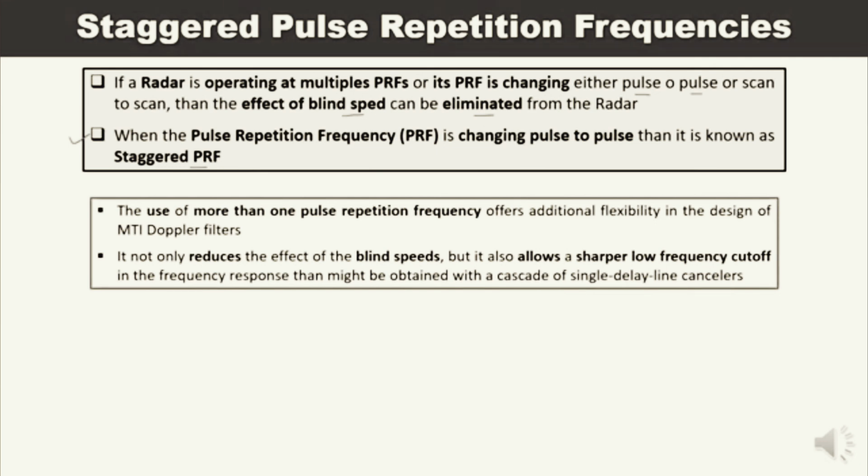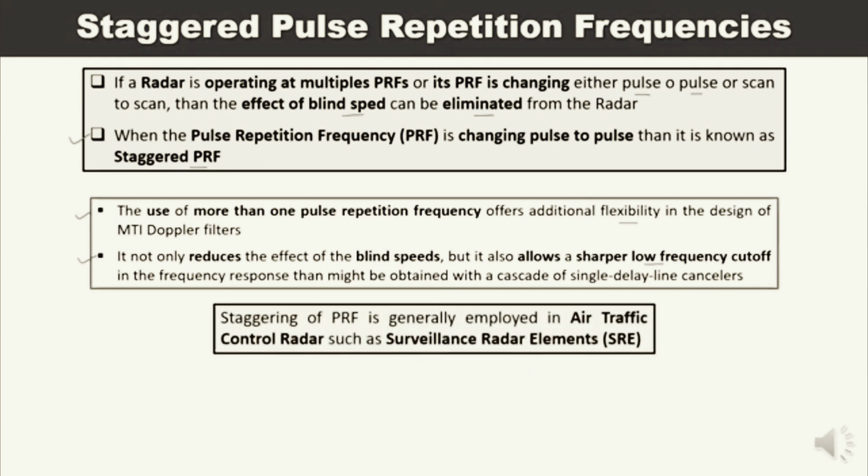The use of more than one pulse repetition frequency offers additional flexibility in the design of moving target indication Doppler radar filters. It provides the flexibility so that it can work efficiently, and it not only reduces the effect of blind speed, which we have discussed. That is one advantage, but besides it, it also allows a sharp low frequency cutoff in the frequency response, which might be obtained with a cascaded single delay line canceller. So there are various advantages of staggered PRF.